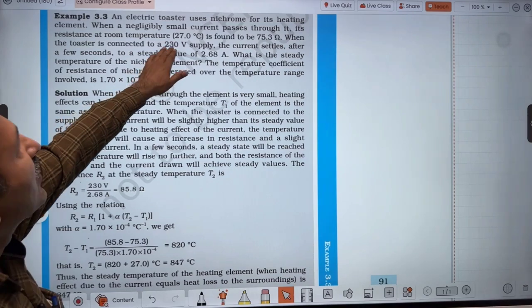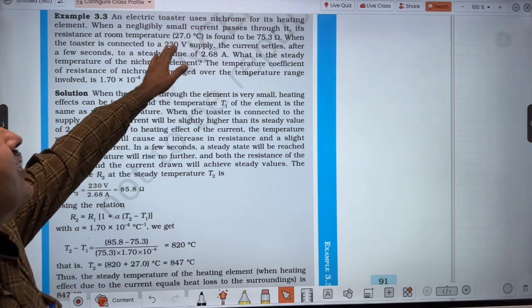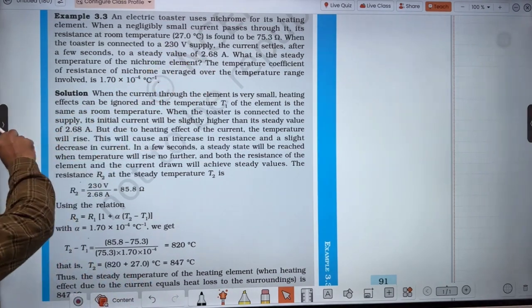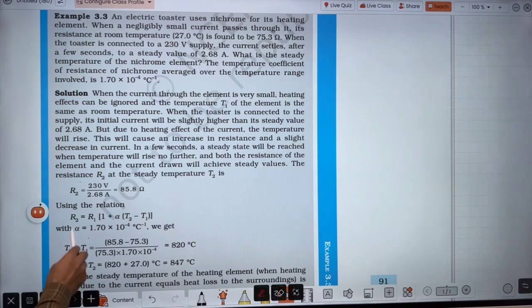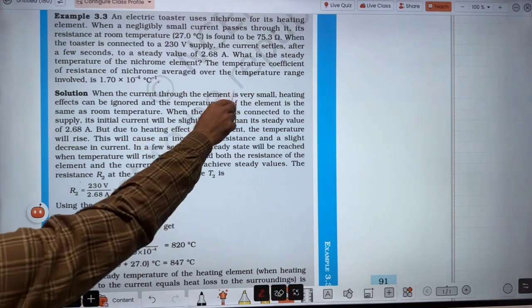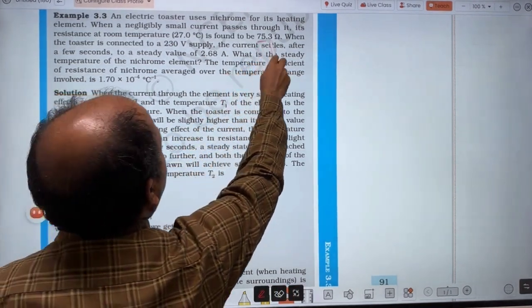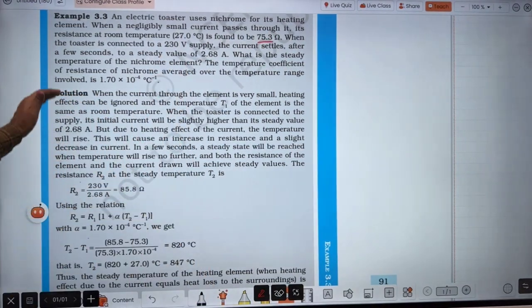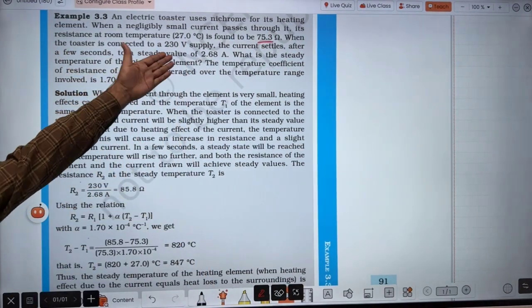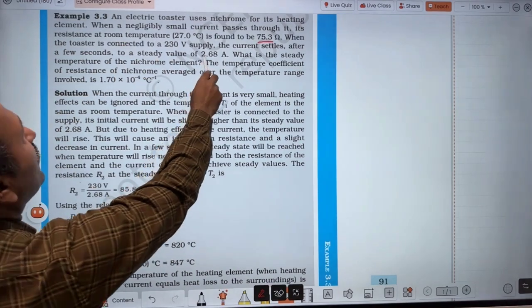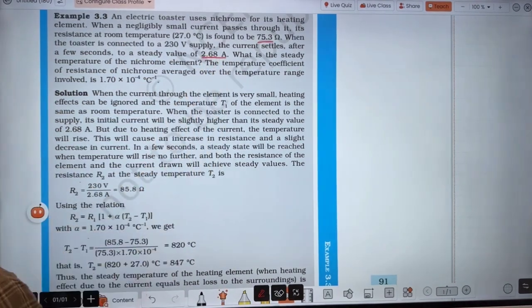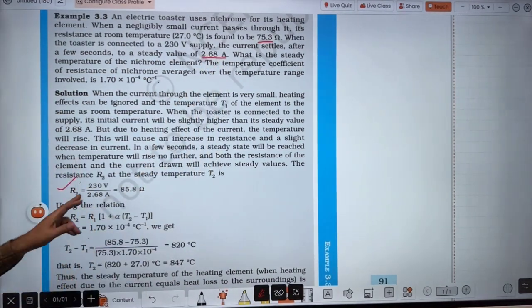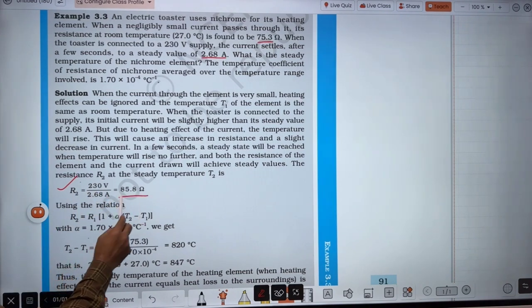So resistance can be found by voltage divided by current. We have two values. One value we have already got, which is given as 75.3 ohm at 27 degrees centigrade, and this is the case when temperature is increased and current settles to 2.68 ampere. So in that case we find resistance: 230 divided by 2.68 ampere. So this comes out to be 85.8 ohm.